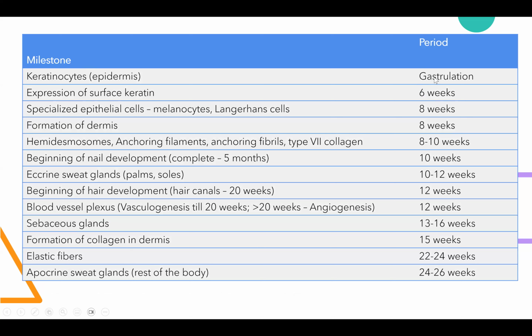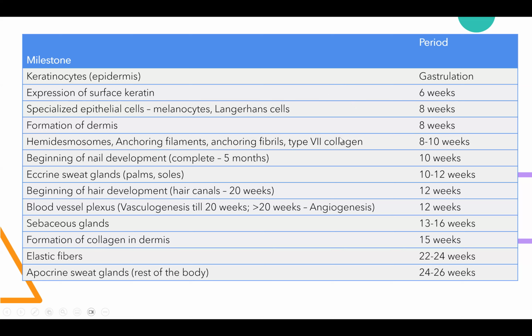During the gastrulation period, the embryo is covered with a single layer of keratinocytes that is called the epidermis. As the gestation progresses, there is expression of the surface keratin by 6 weeks. Specialized cells, the migratory melanocytes from the neural crest cells and Langerhans cells from the reticuloendothelial system, localize to the skin by around 8 weeks. After the keratinocytes are formed, the surface keratin is expressed and specialized cells are formed. The dermis formation starts by around 8 weeks.